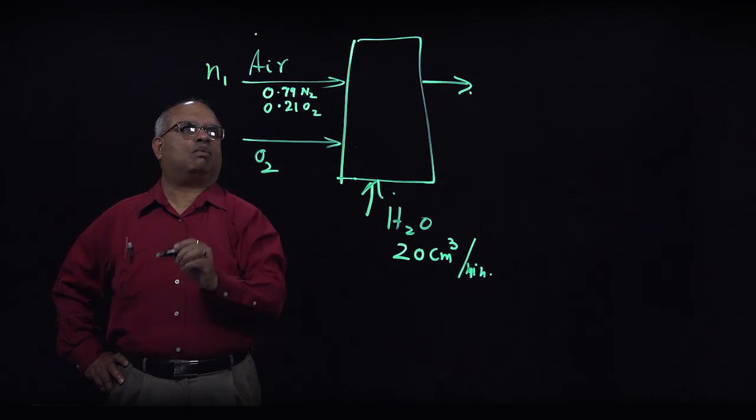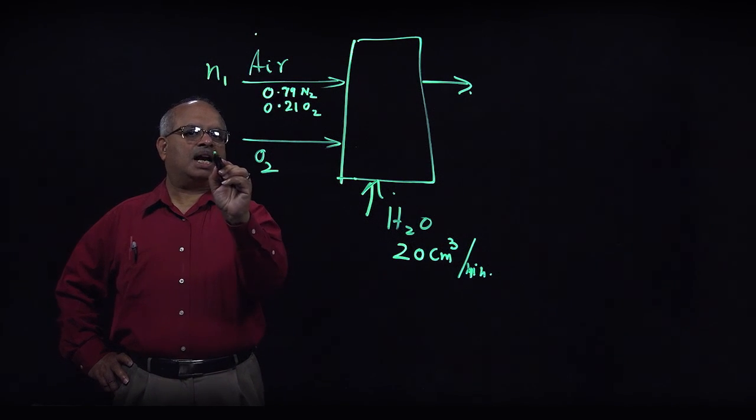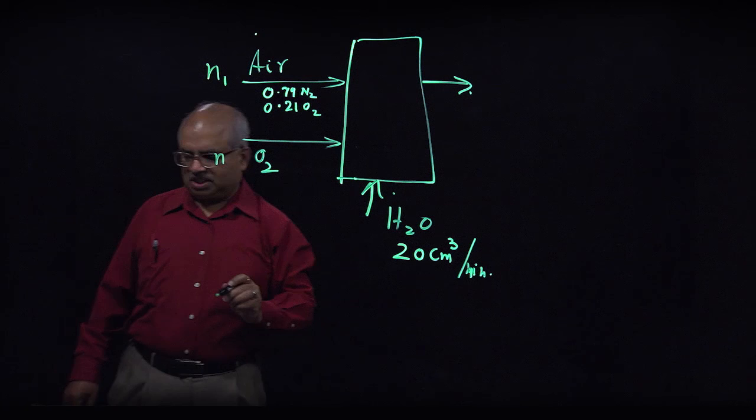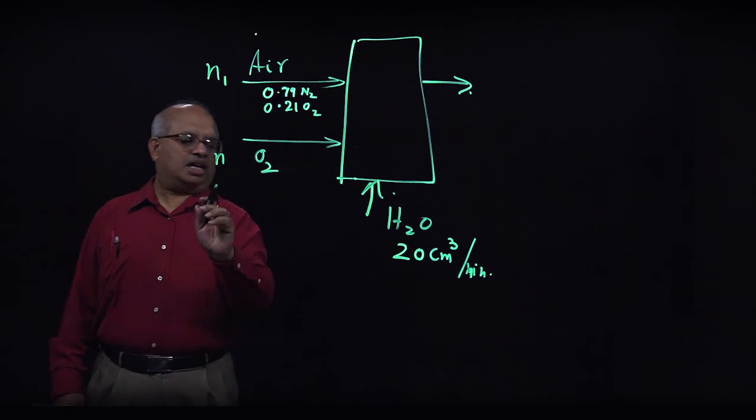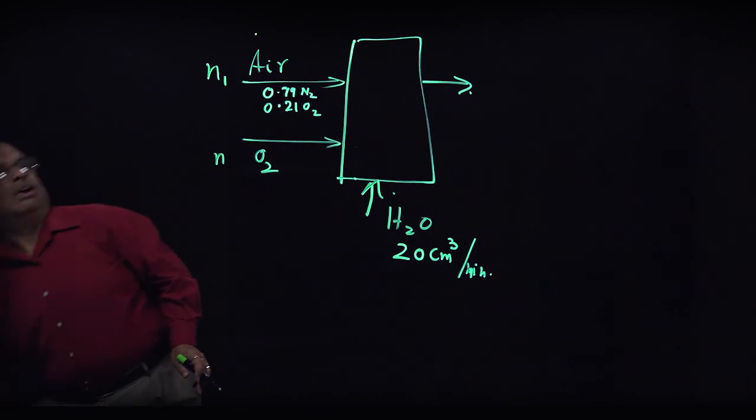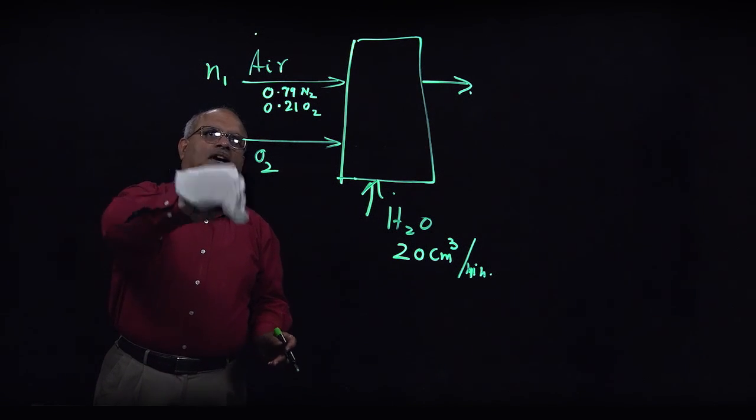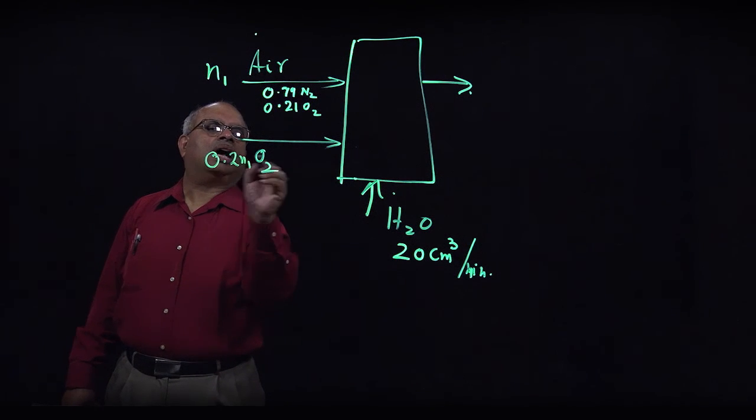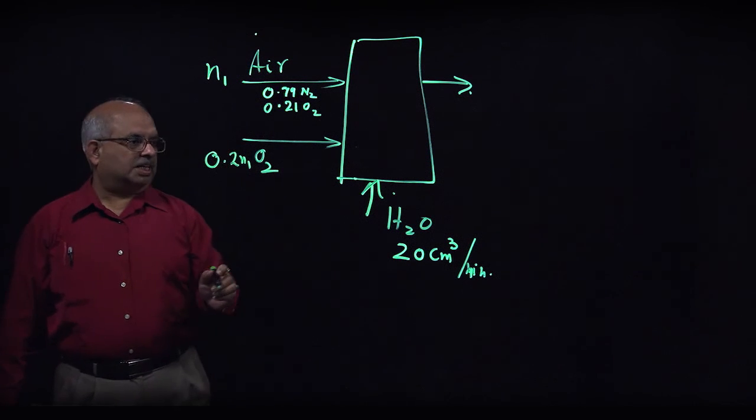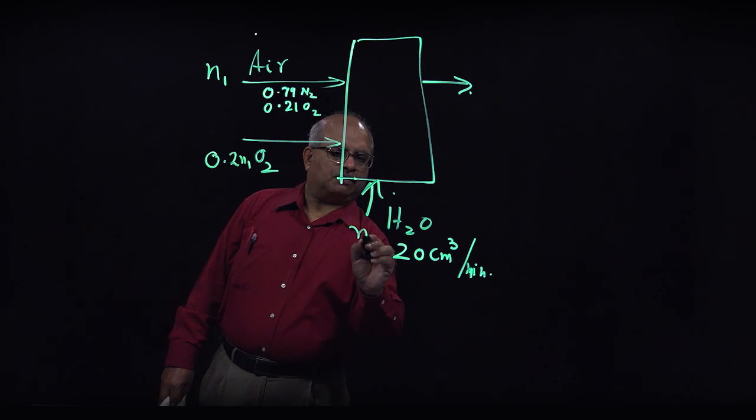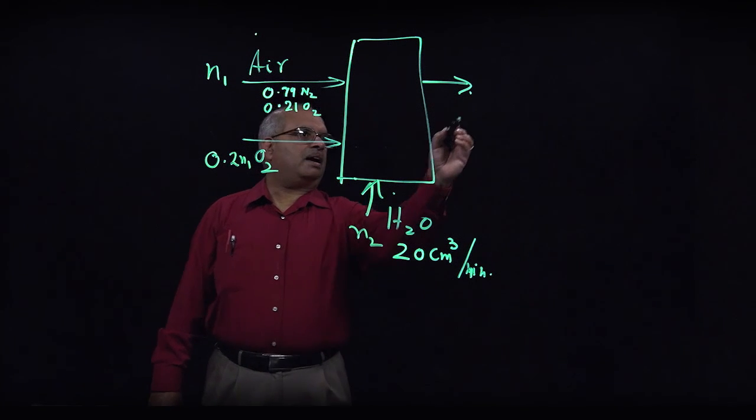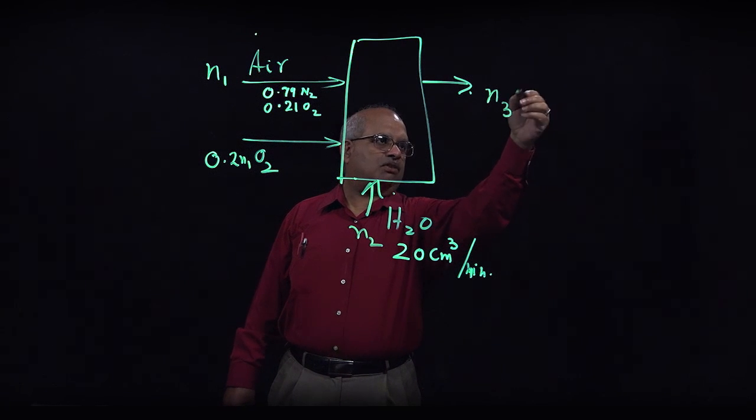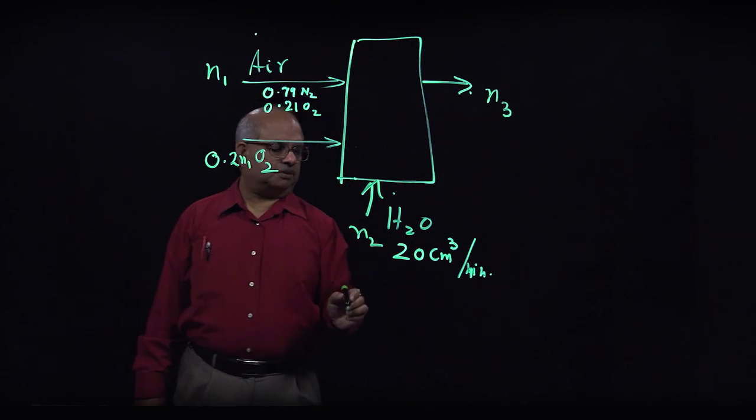Let's say we have N1 moles of air coming in and N2 moles of oxygen coming in, but we don't need to specify N2 specifically because we know what it is. It is 1/5 of N1, so we can always put this as 0.2 of N1. Oxygen is coming in, right? And let's say N2 moles of water is coming in and N3 moles of product, air enriched with oxygen and moisture, are coming out.